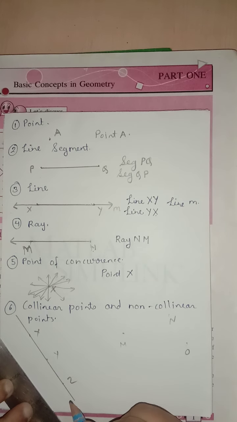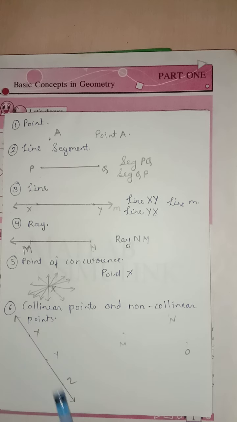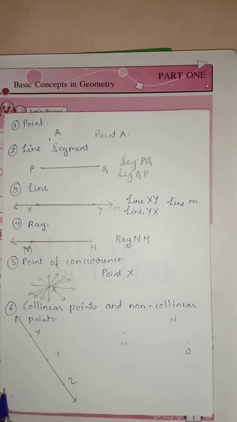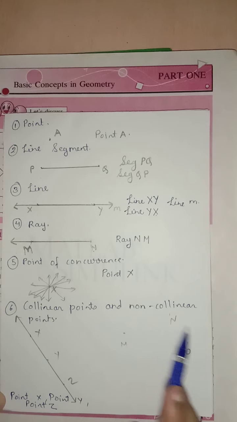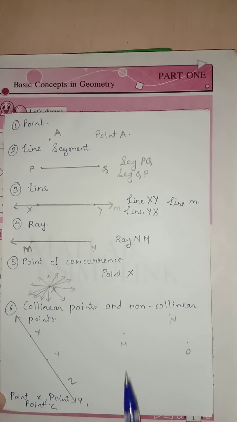Now, as they are coming in a straight line, they are called collinear points. So which are the collinear points? Point X, point Y, and point Z. Okay, but these 3 are not coming in a straight line, so they are called non-collinear points, that is point M, point N, and point O.